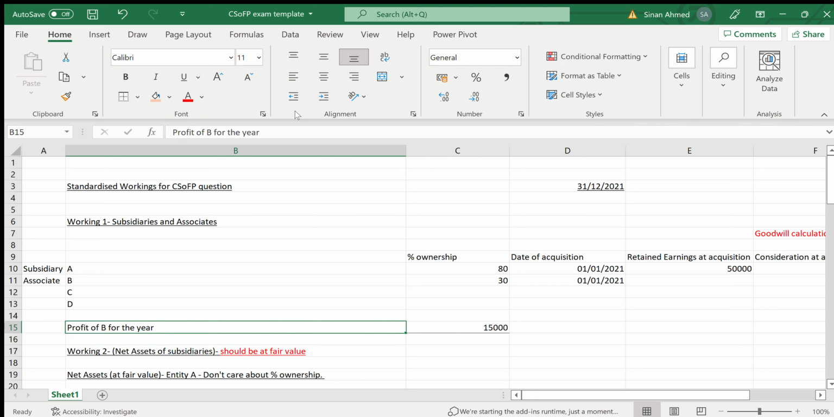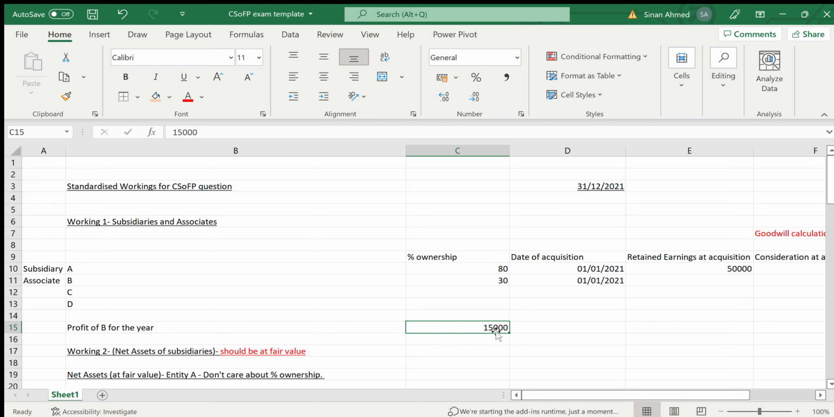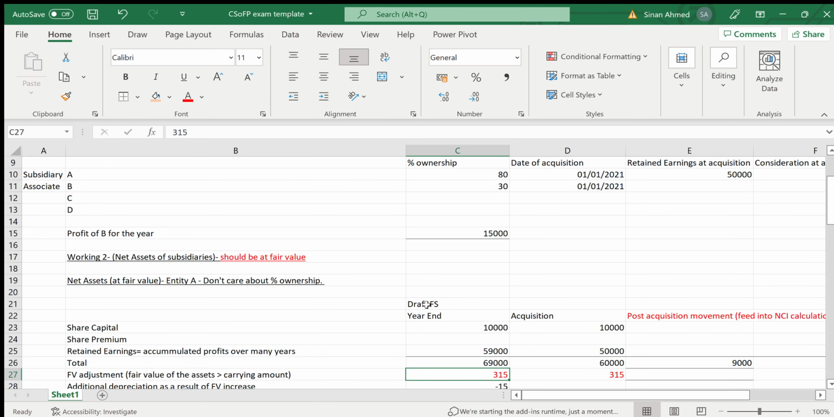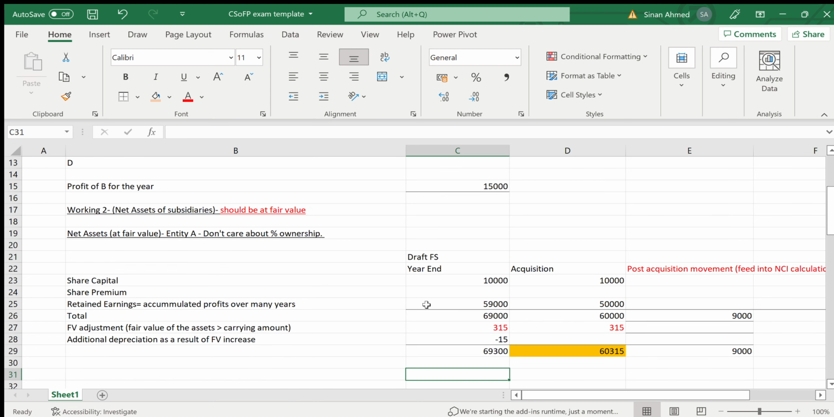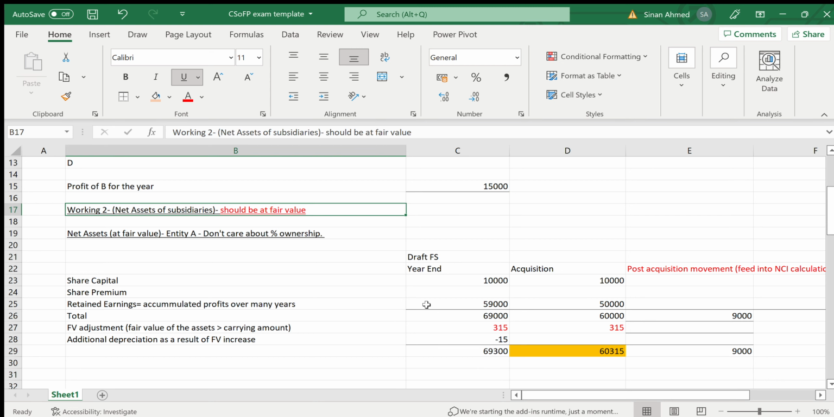Okay, next, just for this question, you don't have to do this, but for profit for B, which was acquired at the beginning of the year, I've put down the profit for the year, 15,000, just as a reference. Okay, firstly we need to understand the equity value of the subsidiaries and net assets. We need to know what they are at fair value. Okay, so just be clear, it's not the carrying amount, it's the fair value. And for this working, please don't factor in percentage ownership.